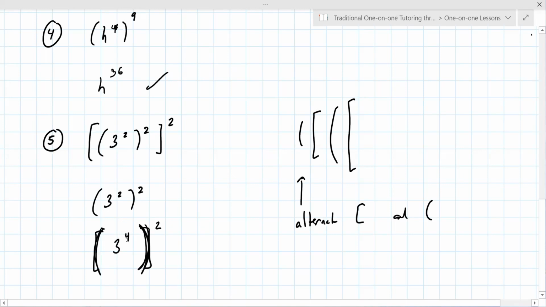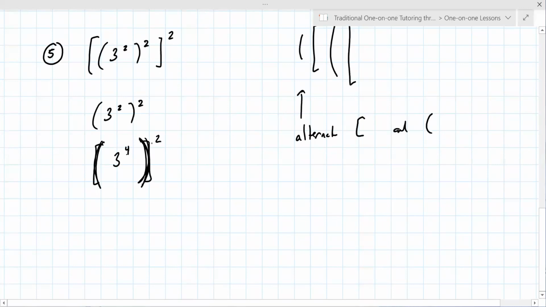No, because you have an exponent to an exponent. What do you do with an exponent to an exponent? You multiply the exponents. So this is 3 to what power? To 8. Okay. Now, any idea what 3 to the power of 8 is?